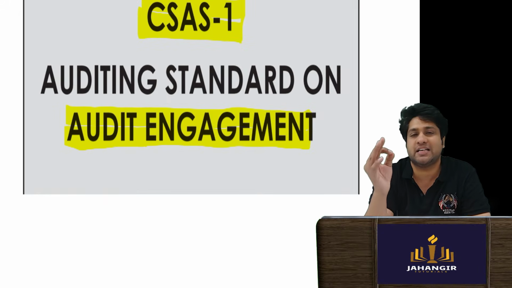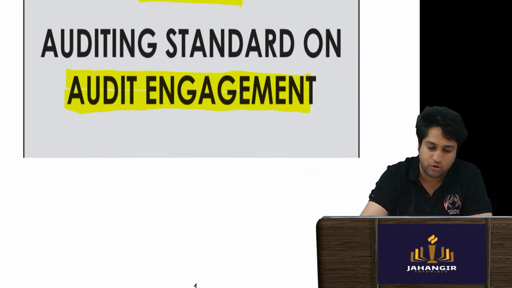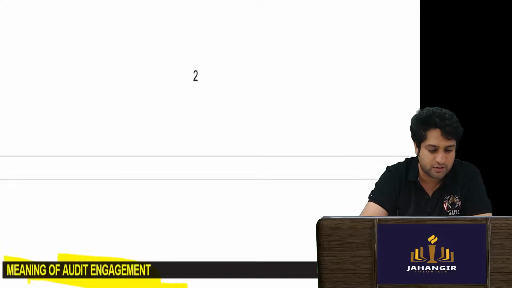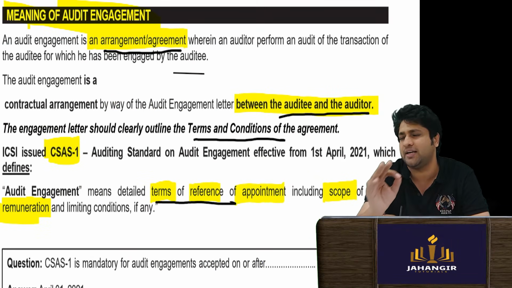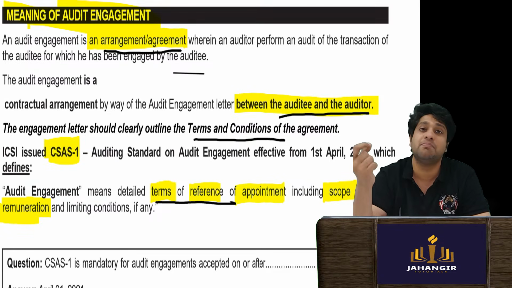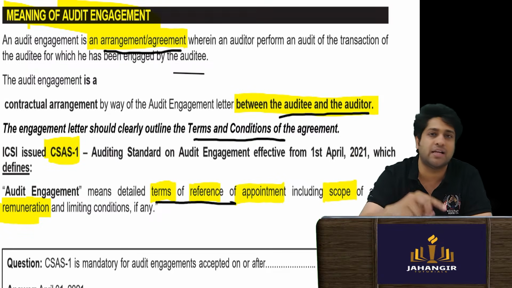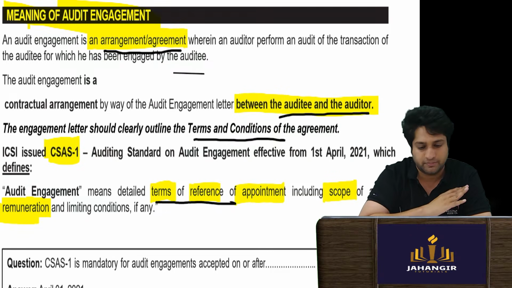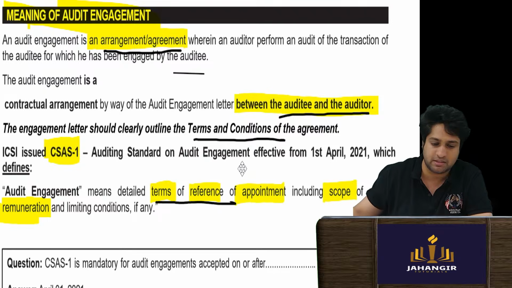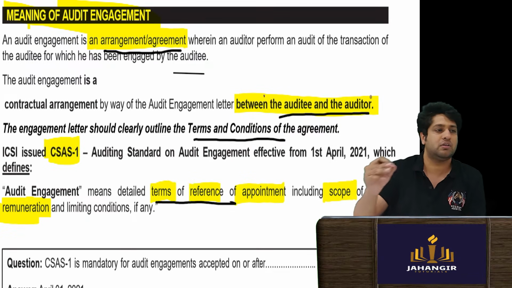So CSAS 1 is about standards of auditing. Sir, very first one is the meaning. Sir, meaning of audit engagement. Audit engagement is a contract between the auditor and the auditee with respect to the terms of auditing. Okay. So it is nothing but a contract between the auditor and the auditee containing the terms of audit.